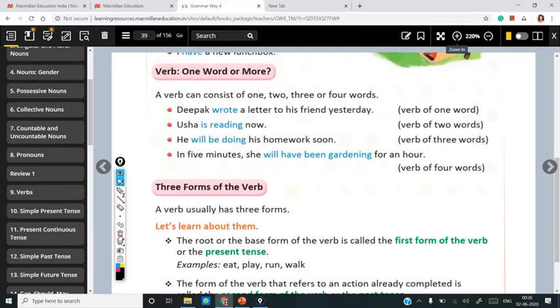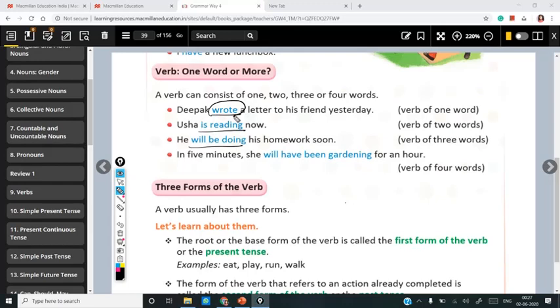A verb can consist of 1, 2, 3 or 4 words. Deepak wrote a letter to his friend yesterday. Usha is reading now. He will be doing his homework soon. In 5 minutes, she will have been gardening for an hour. So, do you see all these blue words? They are verbs. So, never think that verb is one single word.